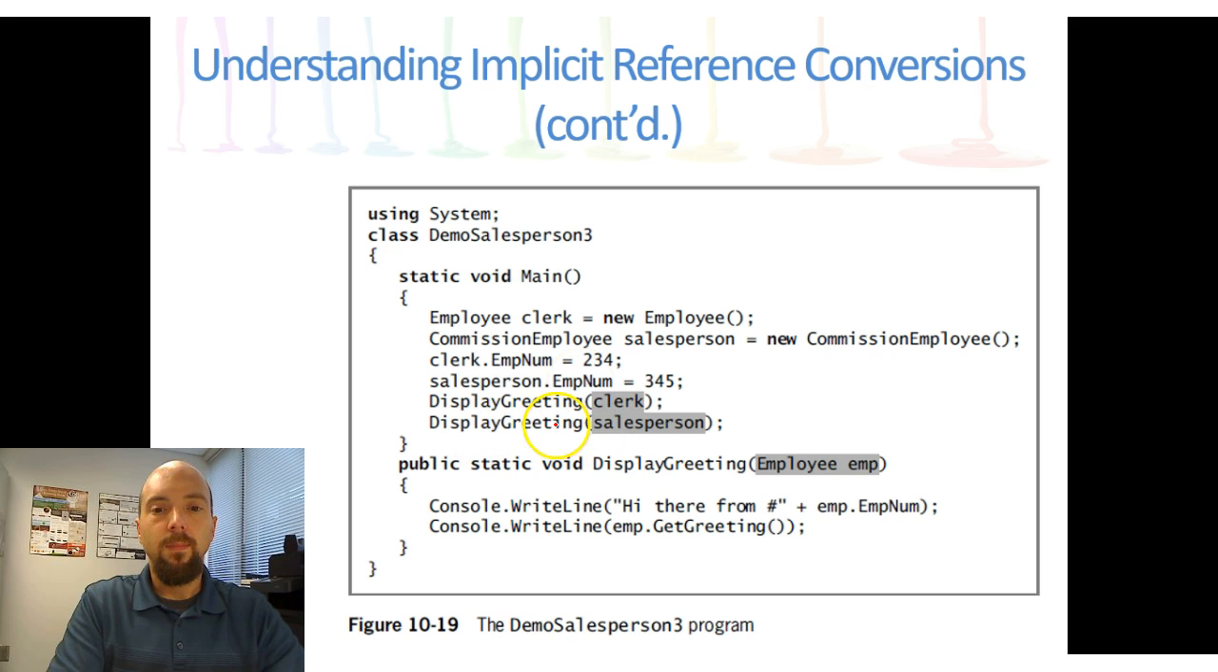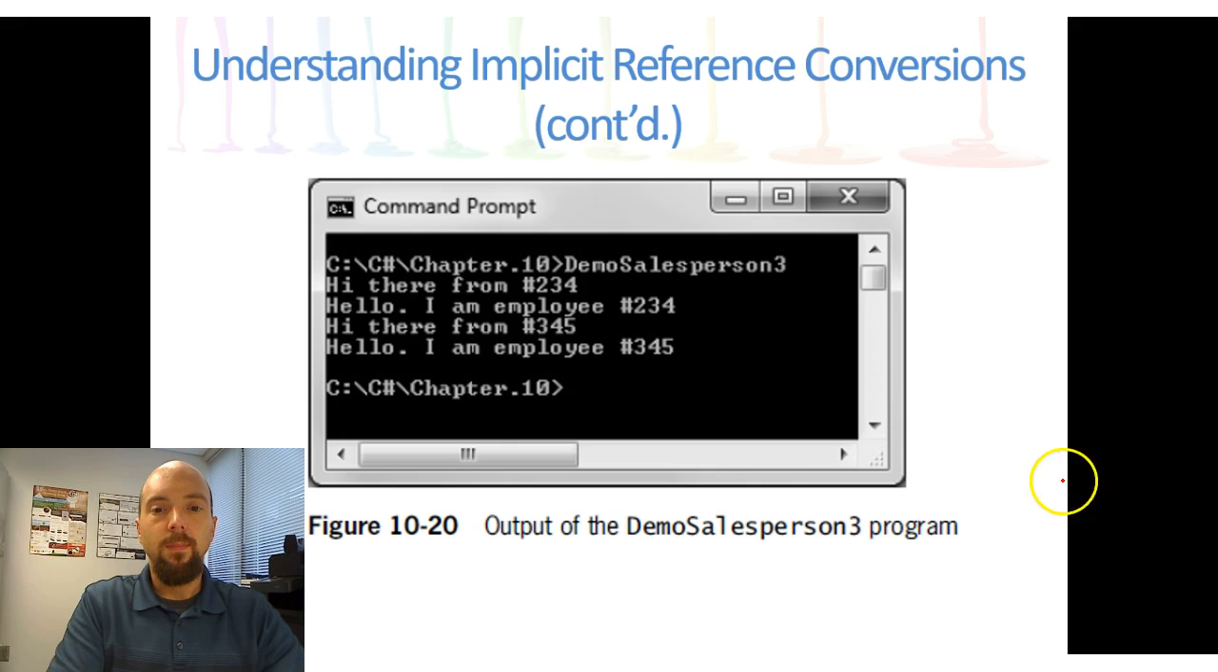All right, so here I take display greeting, send the salesperson over, which the salesperson is a commission employee, which is an employee. So therefore, I can treat it like an employee and do the exact same thing here. And when we do this, then we get something like this that says, hi there from number 234. I'm employee number 234. Hi there from 345. I'm employee number 345.